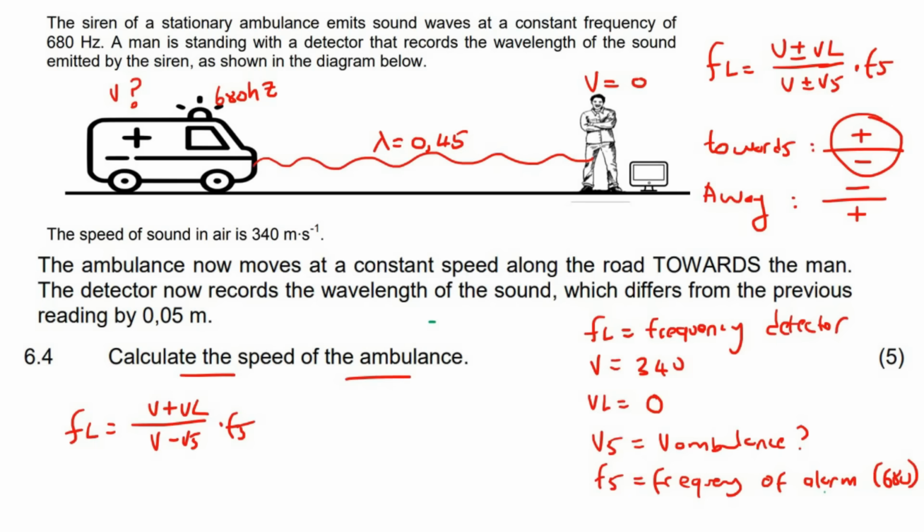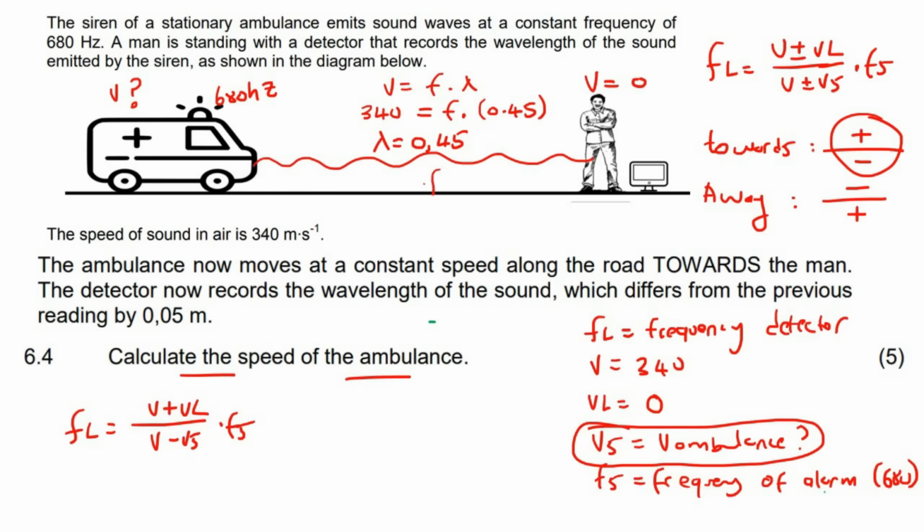Now the unknown is this one, FL, but we also don't know what this is. So we quickly need to work that out, because now we have the wavelength of the sound. We can just use this formula again because we know that the sound is traveling at 340. The frequency we don't know, but the new wavelength is 0.45. So if we work out the new frequency, it should be more than 680 because the ambulance is coming towards the person. That gives 755.5555555. I'm not going to round this off because it's not the final answer.